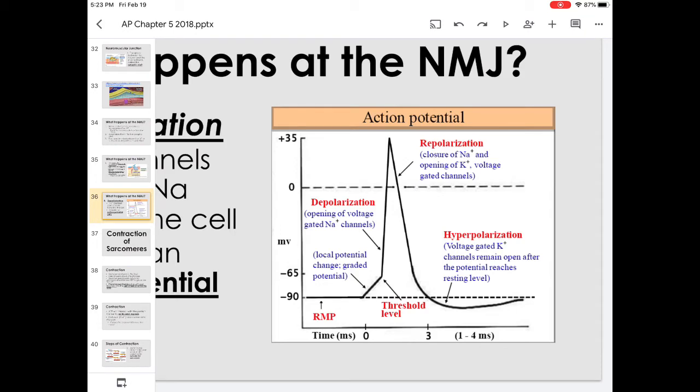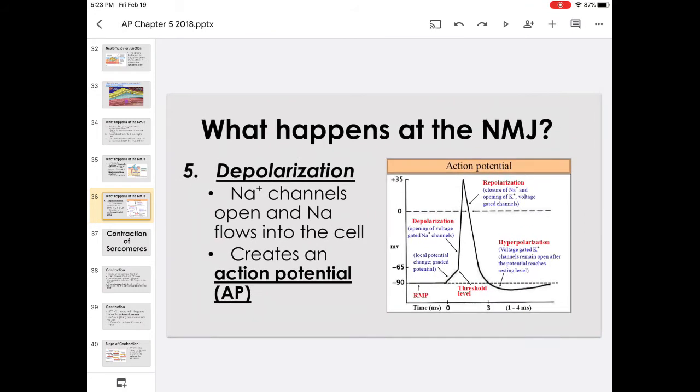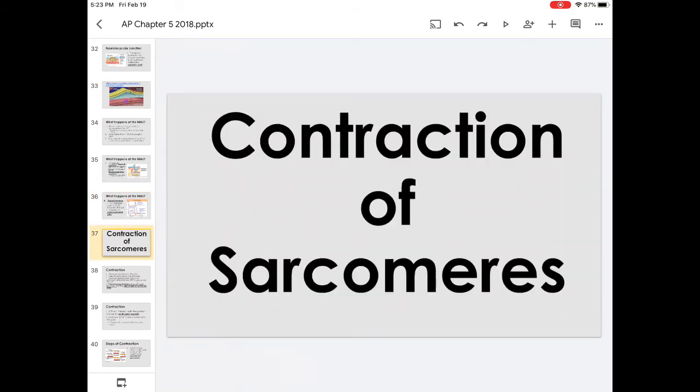Action potential is represented by the abbreviation AP. So this is a graph that you will see a lot when we talk about action potentials. You can see where depolarization is, which is basically, as it says, the opening of sodium channels. And then after depolarization, we are going to get into something called repolarization, and we'll get into that a little bit later.